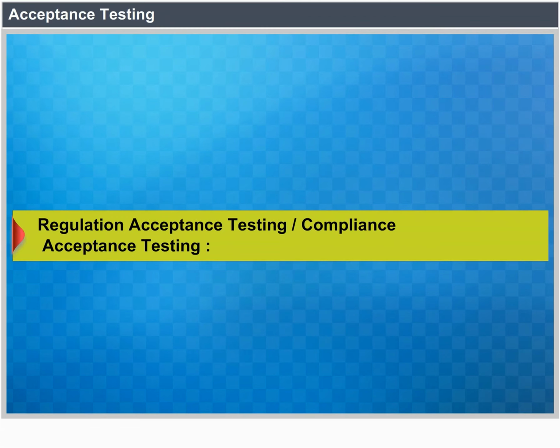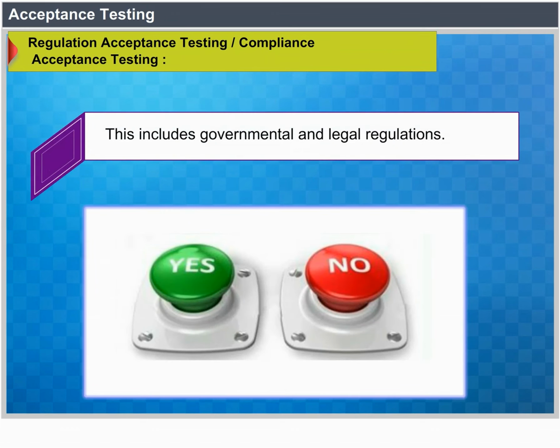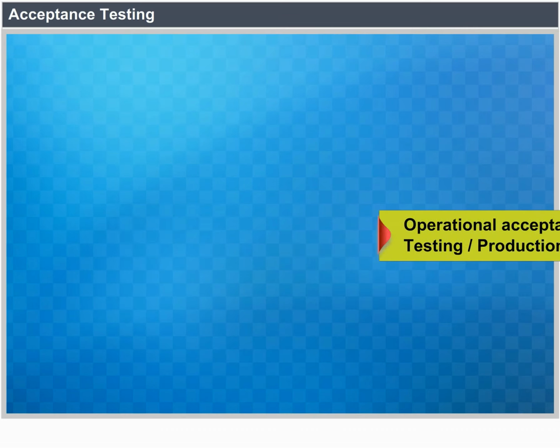Regulation acceptance testing, compliance acceptance testing. It examines whether the software complies with the regulations. This includes governmental and legal regulations.